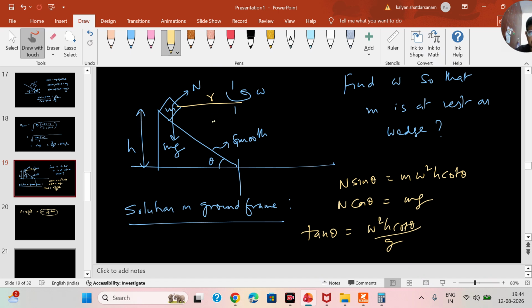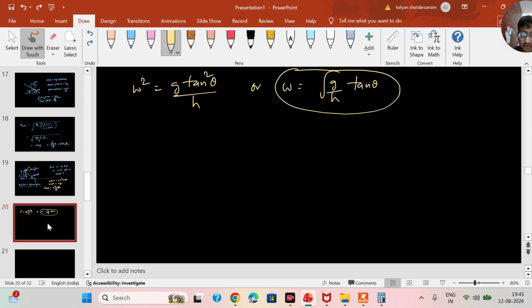Then I am applying Newton's laws in the radial direction, and vertically there is no acceleration, so forces balance out. So vertically N cos theta is mg. Horizontally N sin theta is responsible for the radial acceleration. As you keep increasing omega, N increases, and at some point N can take such a value where N cos theta will be mg. So for all this to happen, omega should be this.